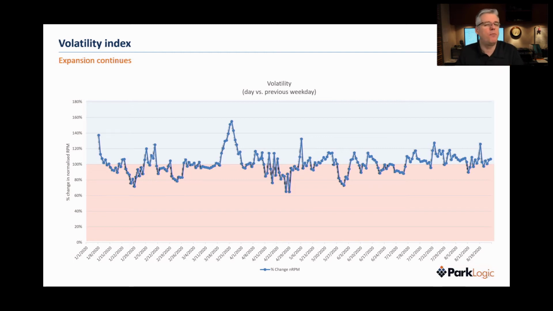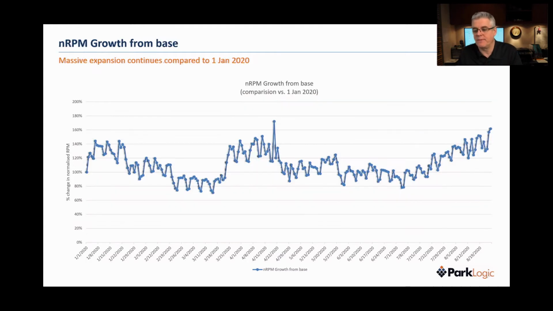Which is not too bad. Remember, it's comparing versus the previous week, and I've got a great slide here which will really show you what's been going on. This one is the normalized RPM growth from a base. So what I said was, if we look at the 1st of January and say that's the normalized RPM, what's actually happened to every normalized RPM since then? And you can see the curve there.